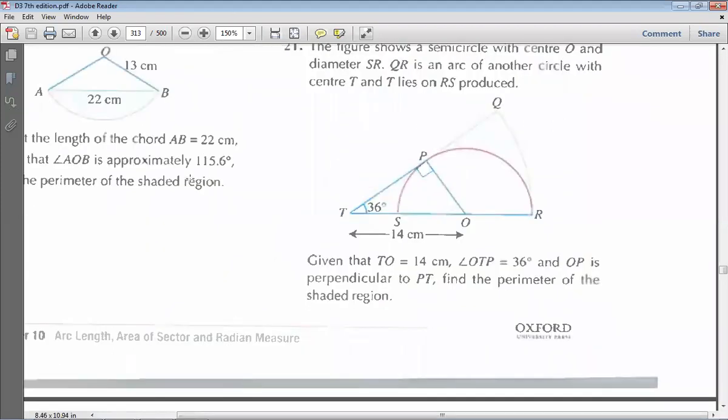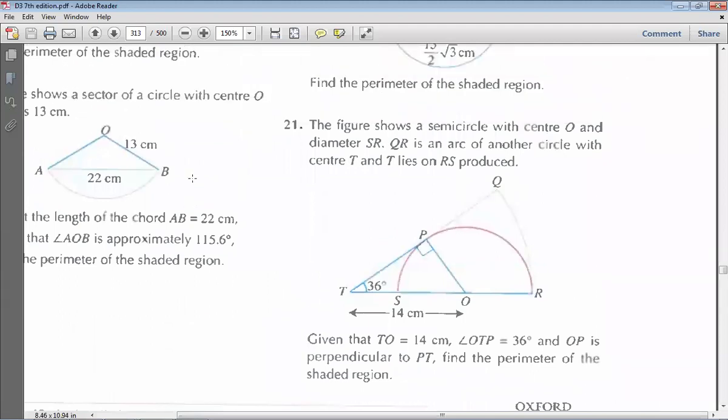So here we go. The figure shows a semicircle with the center O and diameter SR. So this is a semicircle, its diameter is SR. And he says QR is an arc of another circle with the center T. Its center is here, and T lies on the RS produced. If you produce RS, it is like this.